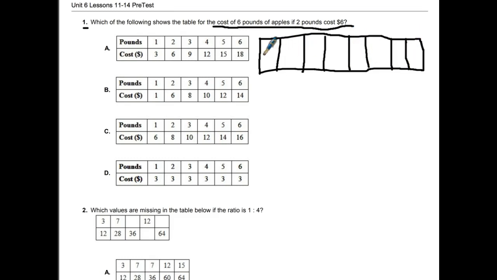I think I may have one too many lines. Okay, this is going to be pounds. This is going to be cost. And I'm going to start with what they give me here. 2 pounds are $6. Well, if 2 pounds are $6, I need a unit rate. And if I have 1 pound, that's going to be half of 6, or 3.